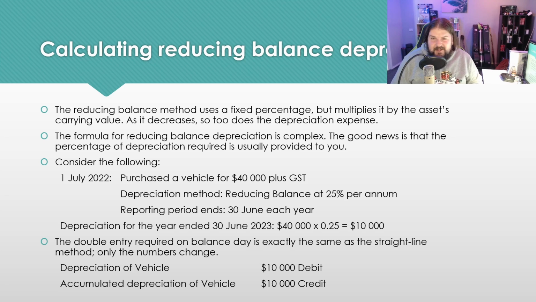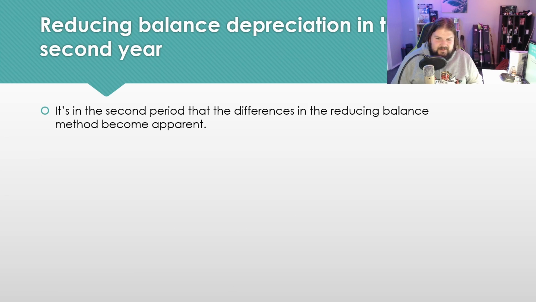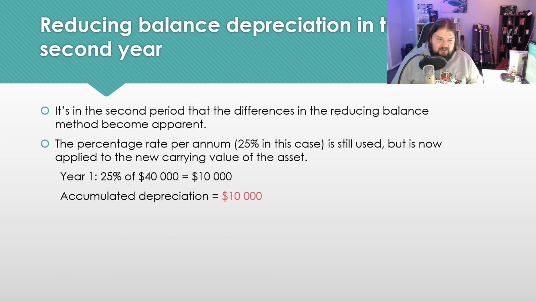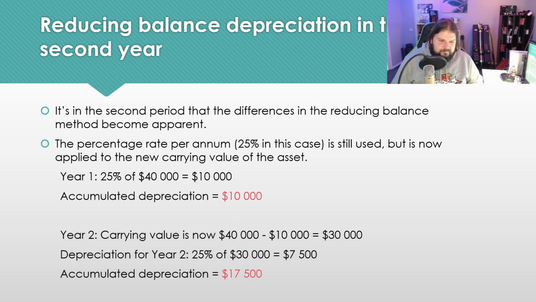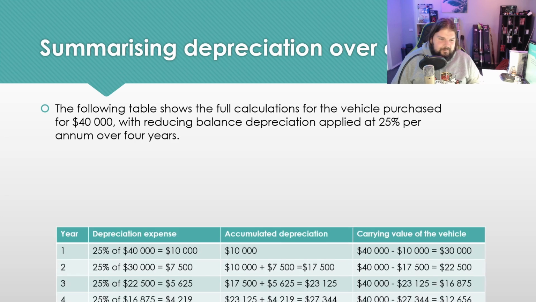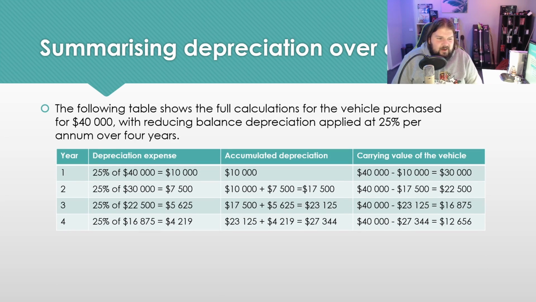But in the second year, you can see a bit of a difference occurring. So let's look at that. We still keep that 25% rate, but obviously we've got a different carrying value. We've now got a carrying value of $30,000, which means that instead of depreciating $10,000, we're depreciating $7,500. Okay? And you can actually use a table to show how this calculation continues over time. You can see that we have our depreciation expense per year in year 1, year 2, year 3, and year 4. You can see our accumulated depreciation build up and the carrying value reducing.